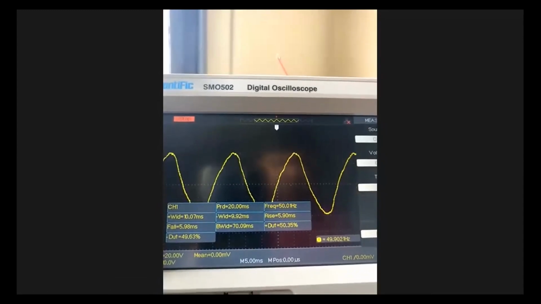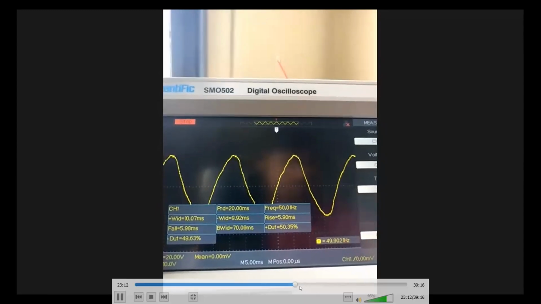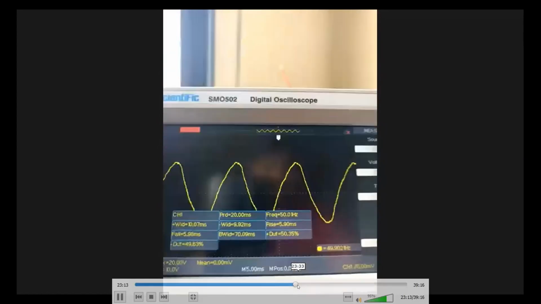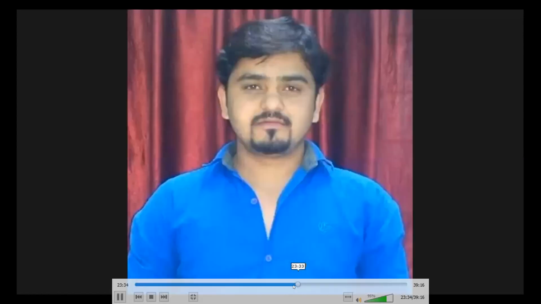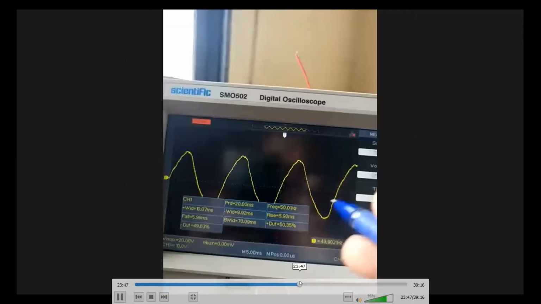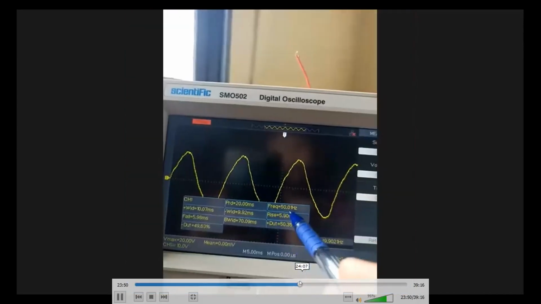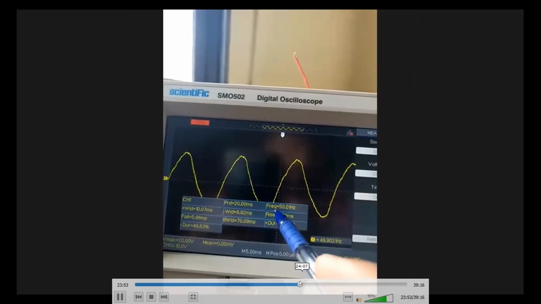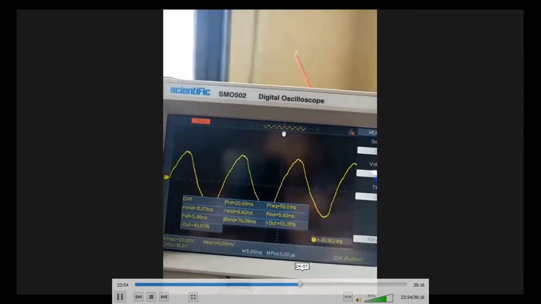Yes. It's nothing but upper side 0.05 into 1000. How much is it? 50. Yes. You got the value or not here now? 50. Yes, sir. The frequency is 50 here.